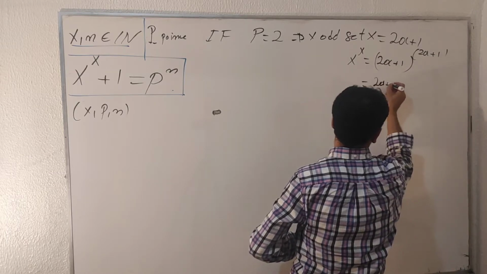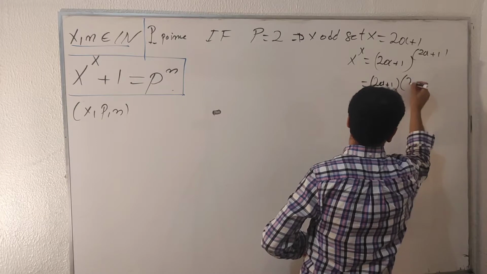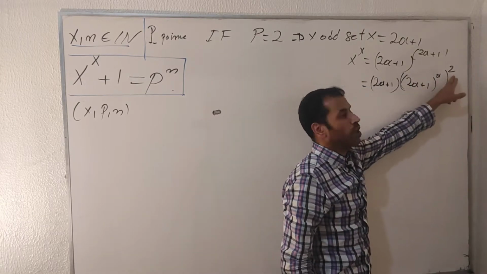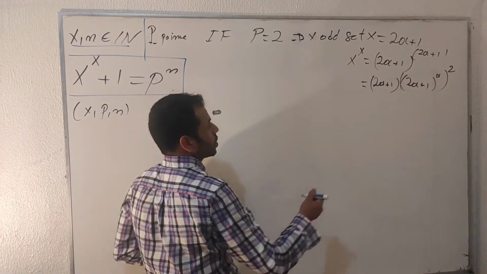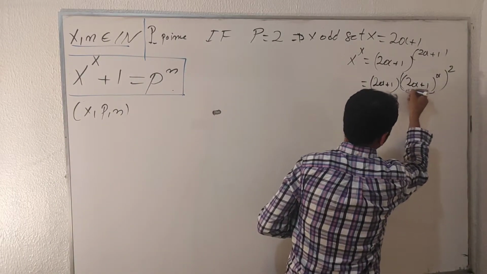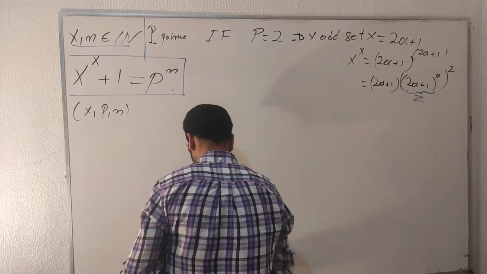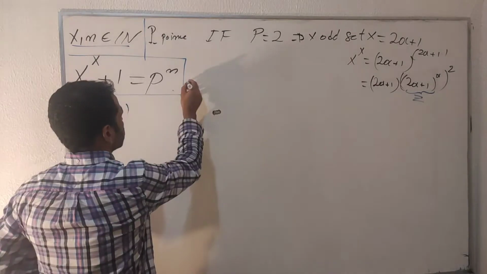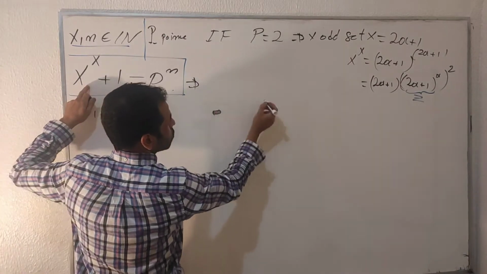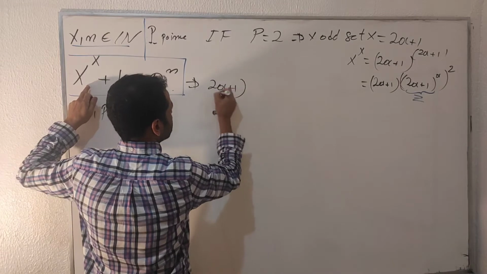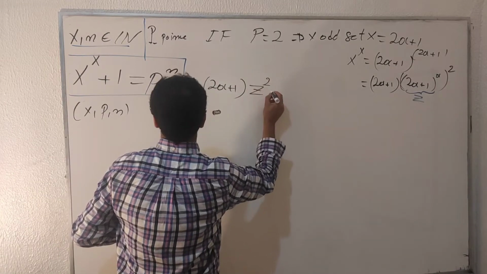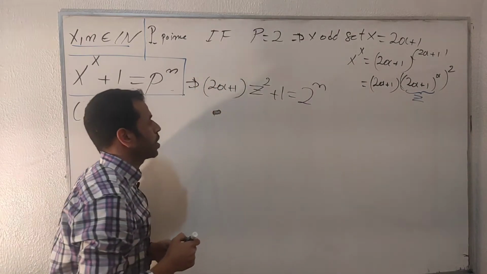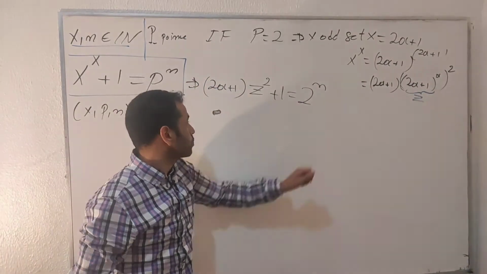I get (2a plus 1) times ((2a plus 1) to the a), all raised to the power 2. Let's set this term, ((2a plus 1) to the a), as z, then transfer this equation in terms of z. So I get x to the x, which is (2a plus 1) multiplied by z squared, plus 1 equals 2 to the n. I have replaced p with 2 as an even prime.